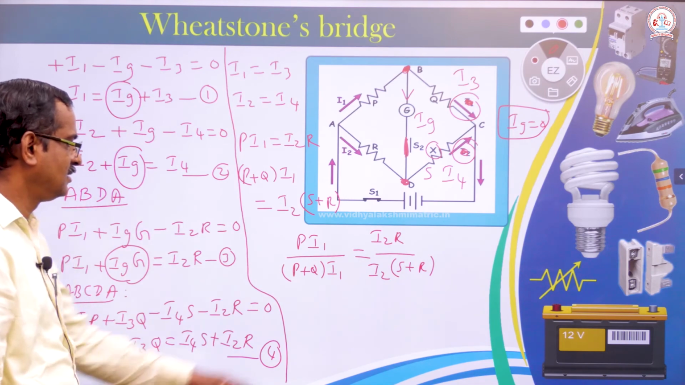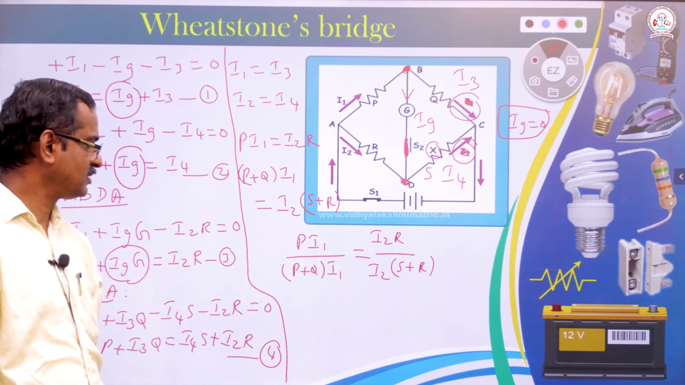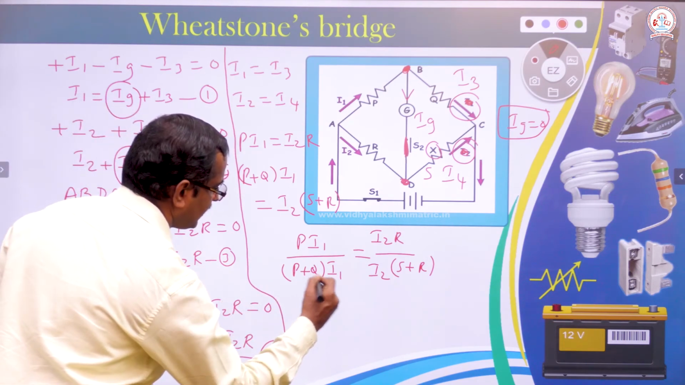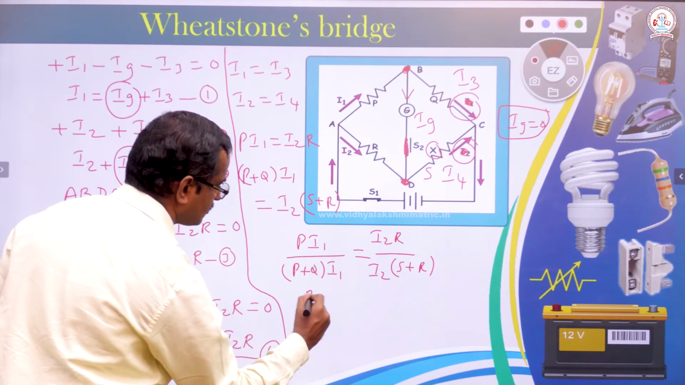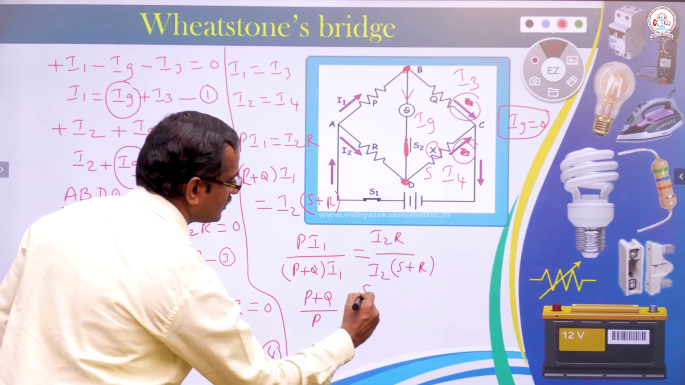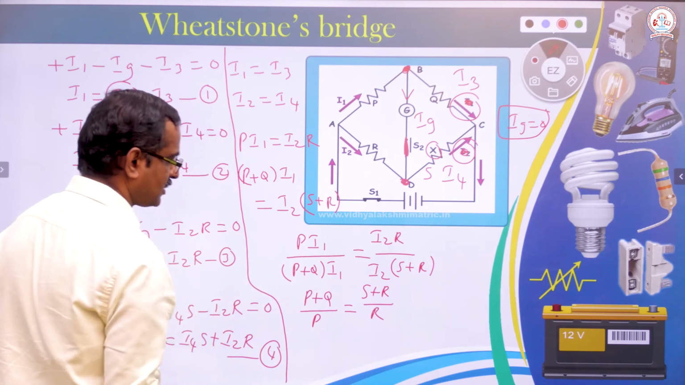I1 gets cancelled, I2 gets cancelled. Then we will get P divided by (P plus Q), and rearranging the equation like this, (P plus Q) divided by P is equal to (S plus R) divided by R, right? We can write like this.